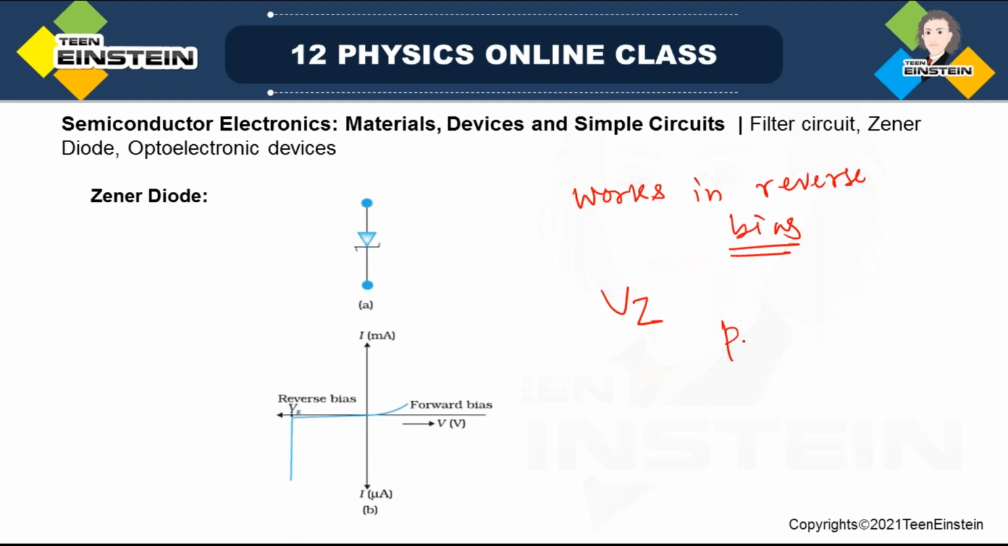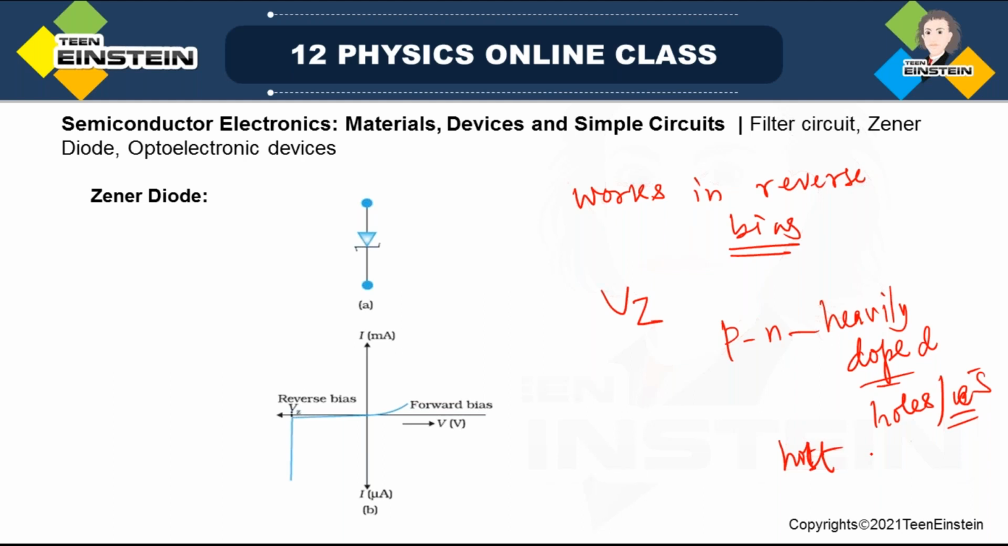First of all, P and N both are heavily doped. That means there is a large number of holes and electrons as charge carriers. At the same time, you have a huge number of host atoms or ions, because it is heavily doped.